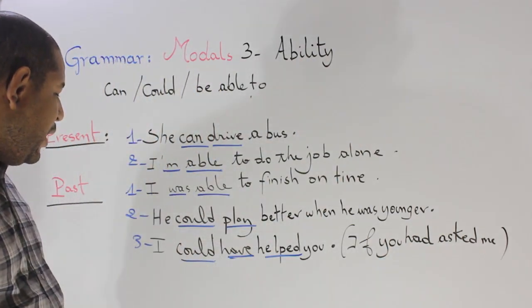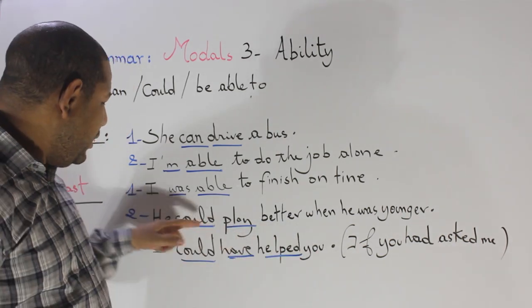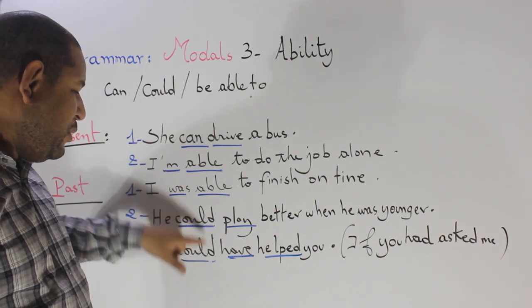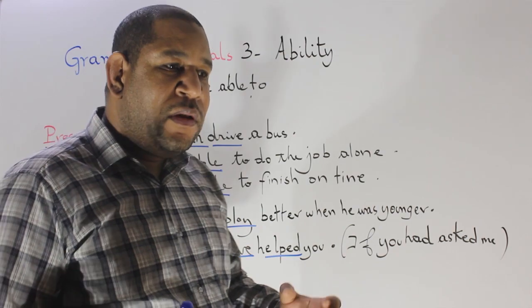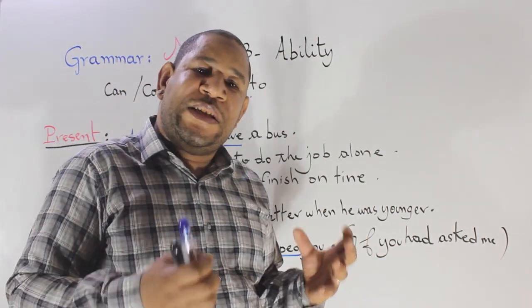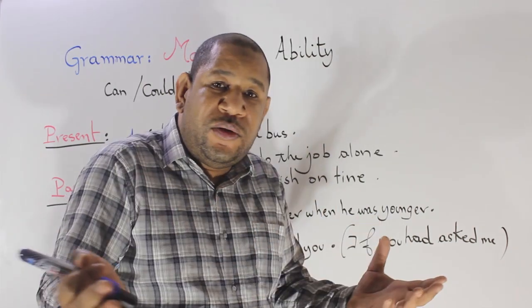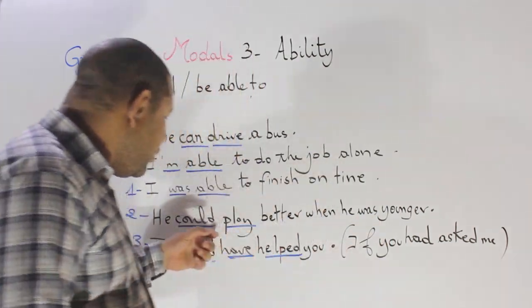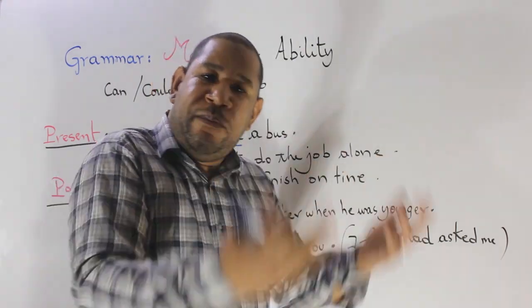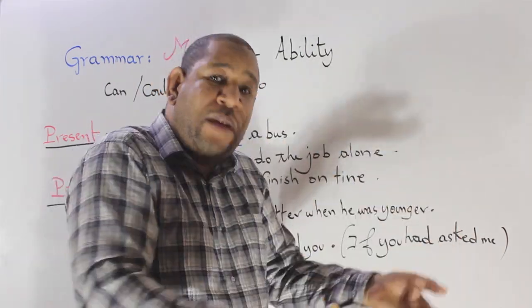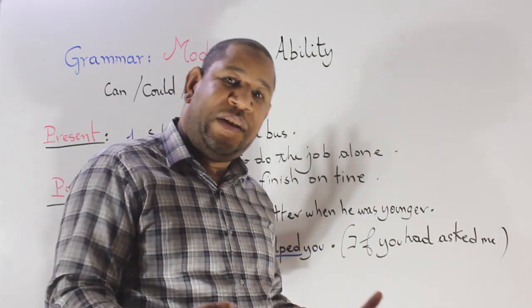Now let's look at I could have helped you. That's different. So this is past, but there is a small difference between could and could have. So could have, the action is not performed. We just speak about the action, but we didn't do the action. For could, we did the action. For example, when I was young, I could jump. How did I know? I jumped. So I did the action.